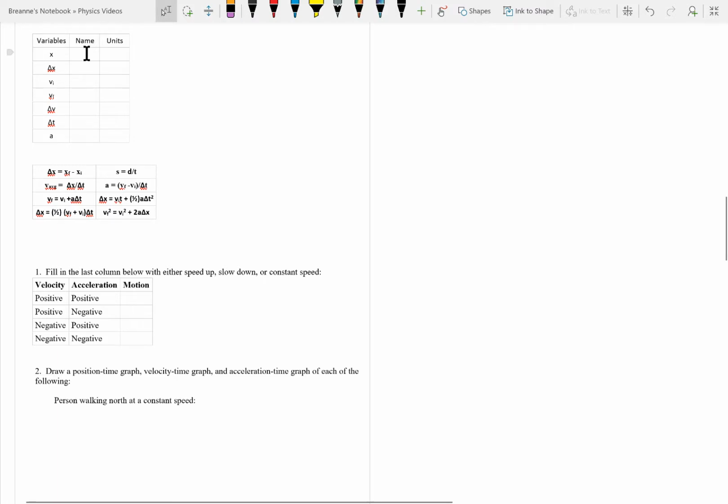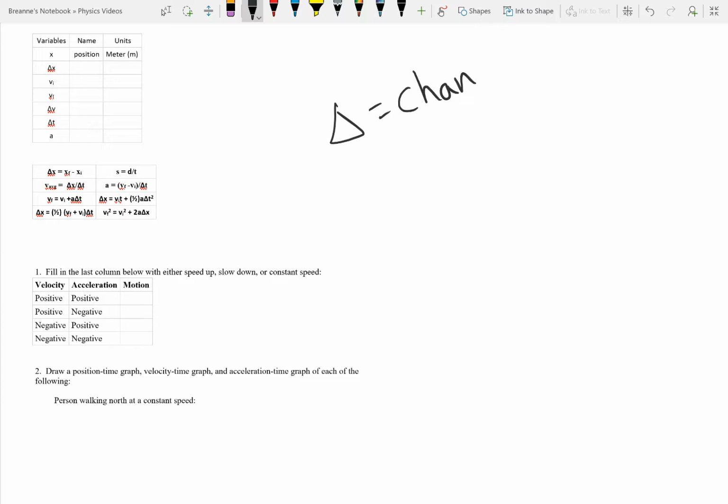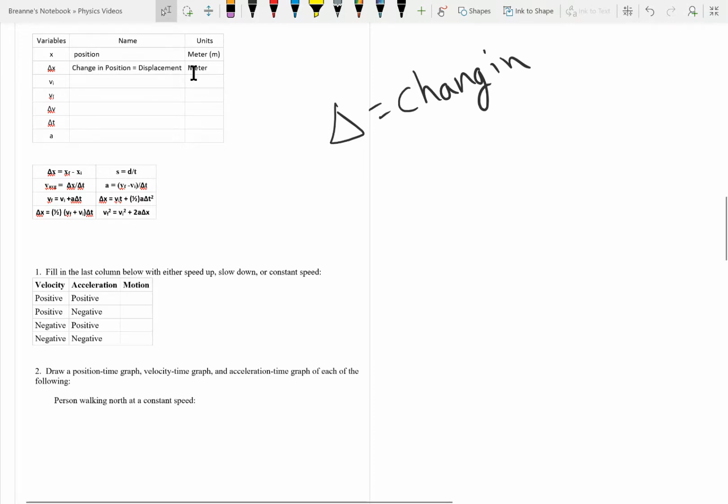So your X is position. The units that go with position is meters. Delta means change, so change in position, which means your displacement. Again, that'll be meters.